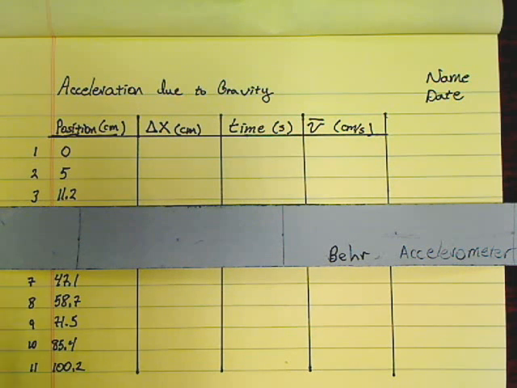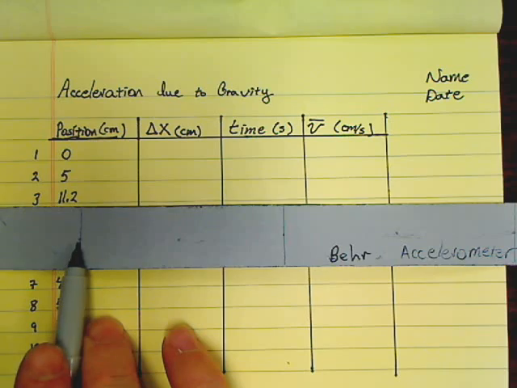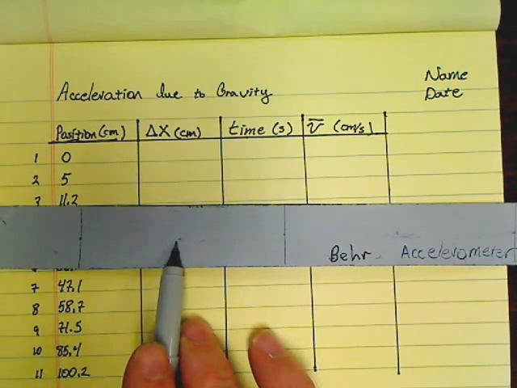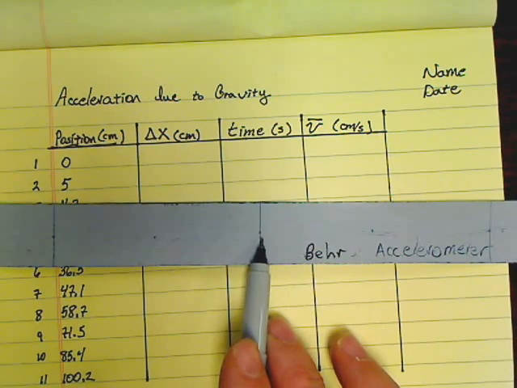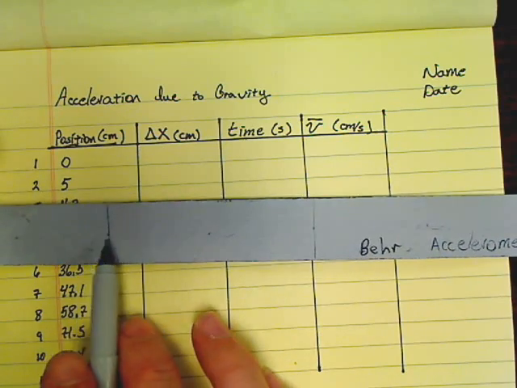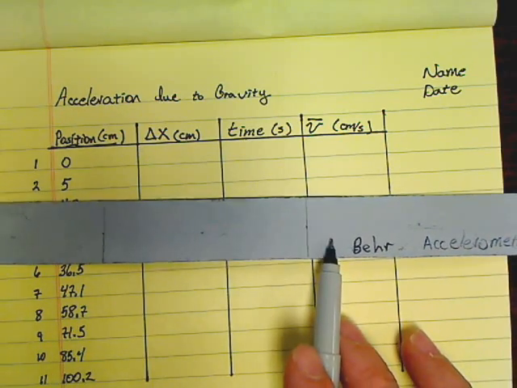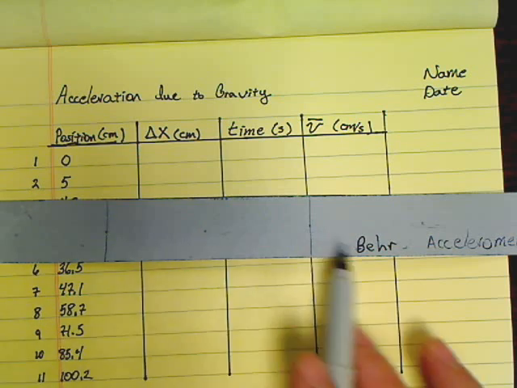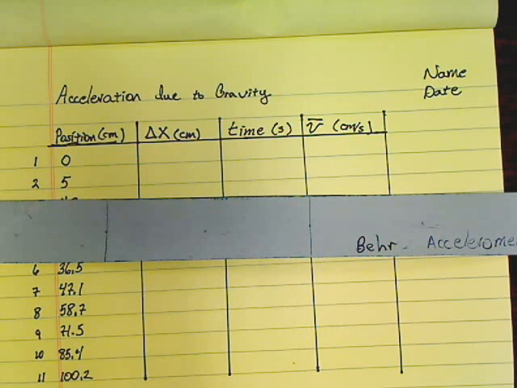every 1/60th of a second it created a spark on this paper as the plummet fell. Now what we've done is we've measured every other spark. So we've actually got a time difference of 1/30th of a second here.